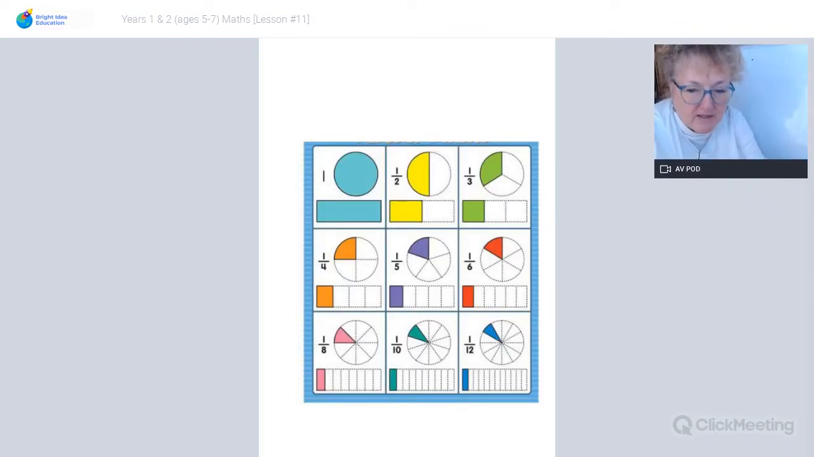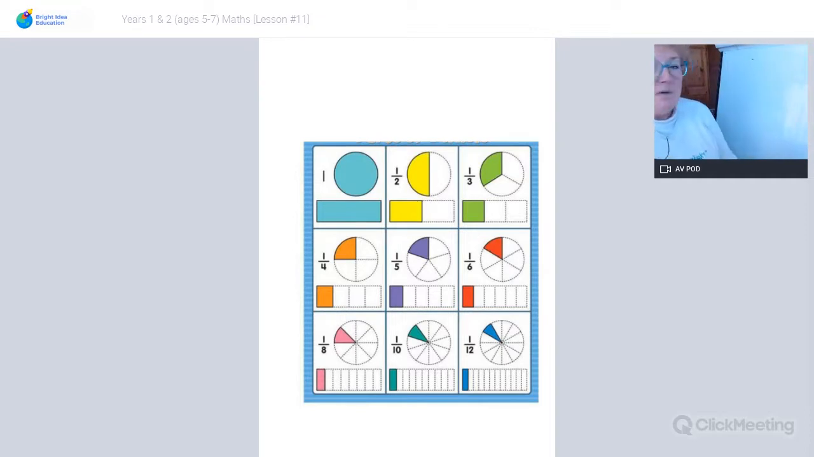So we are often asked to think about what is shaded and what is not shaded. How much have we got? How much is left if we take it away? So I'm going to look at some fractions, and then I'm going to ask you some questions. So let's look at these fractions, okay?